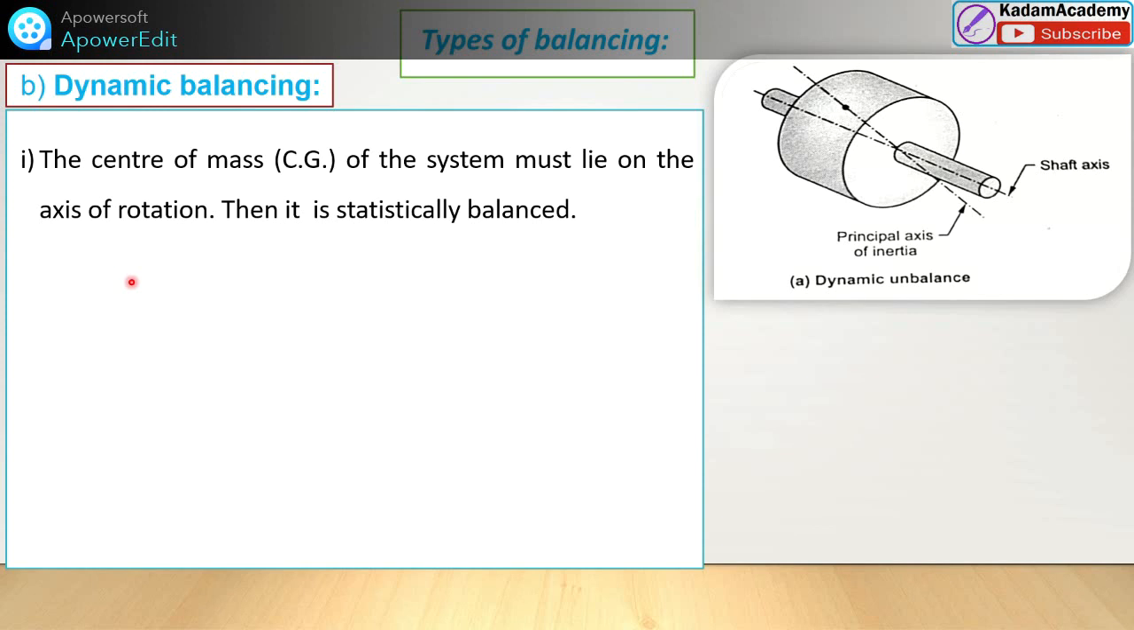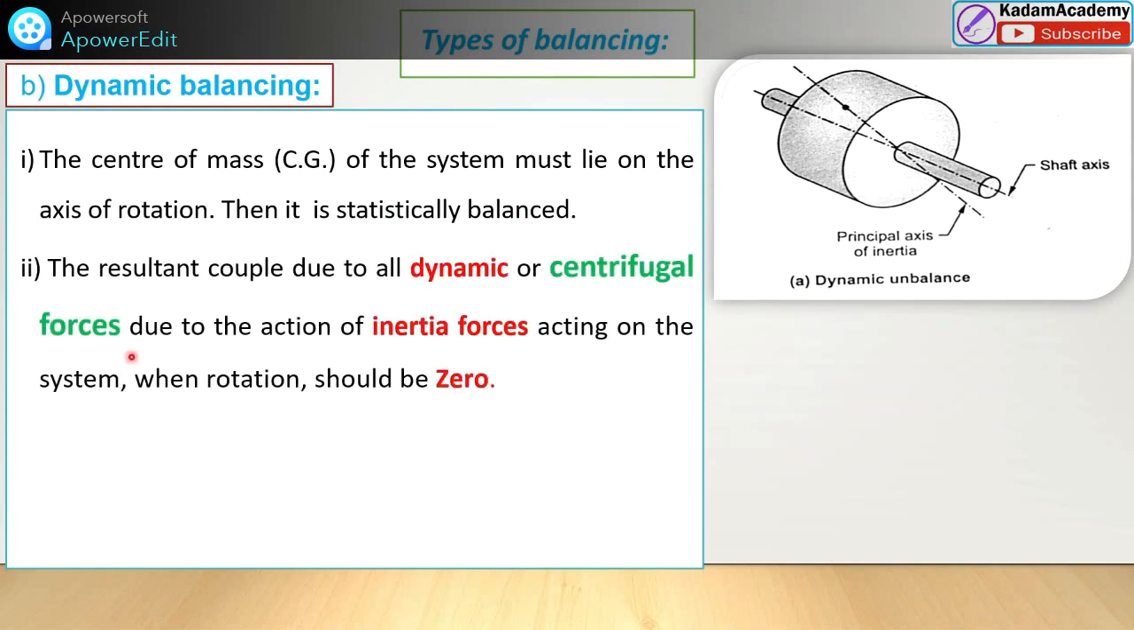The second type of balancing is dynamic balancing. Here the center of mass, that is CG, of the system must lie on the axis of rotation, like in static balancing. Then it may be statically balanced. This is the first condition for the dynamic balancing. The second condition is important.